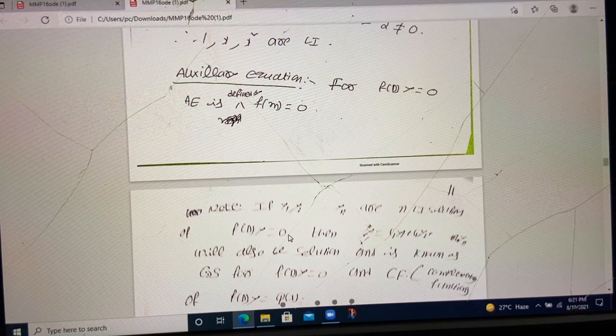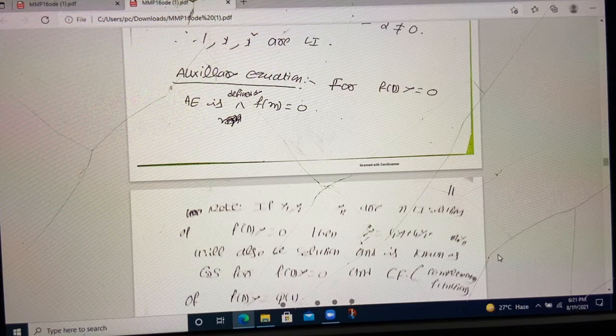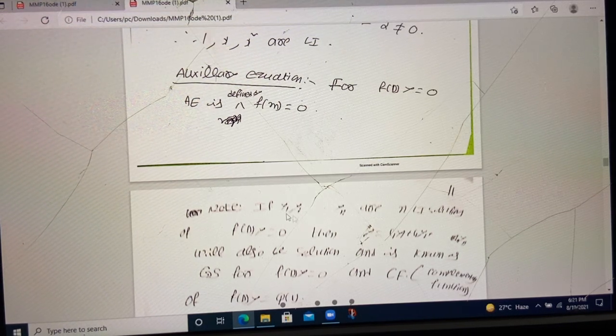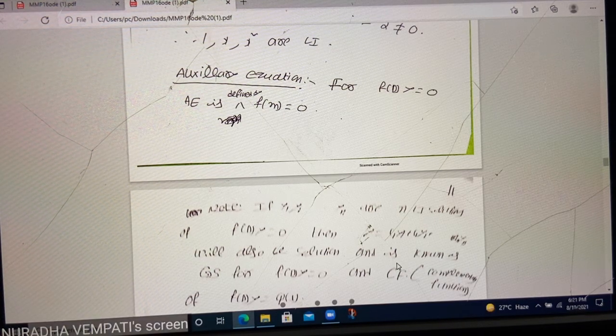And such a solution, a linear combination containing n arbitrary constants for an nth order equation, is called the general solution. So the general solution must contain as many arbitrary constants as the order of the equation. If it is second order, you should have two arbitrary constants. If nth order, you should have n arbitrary constants. So whenever y1, y2 to yn are independent solutions, then the linear combination c1 y1 plus c2 y2 plus ... cn yn also will be a solution for this.